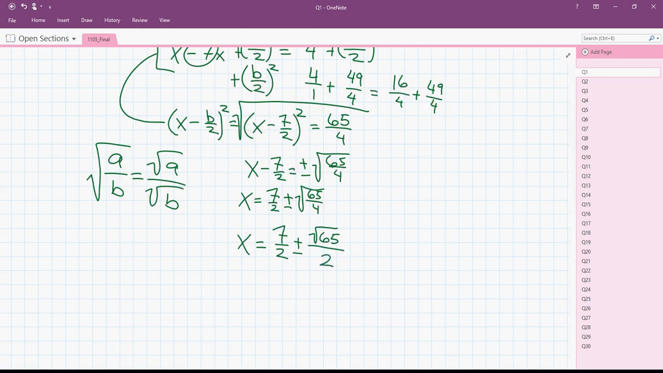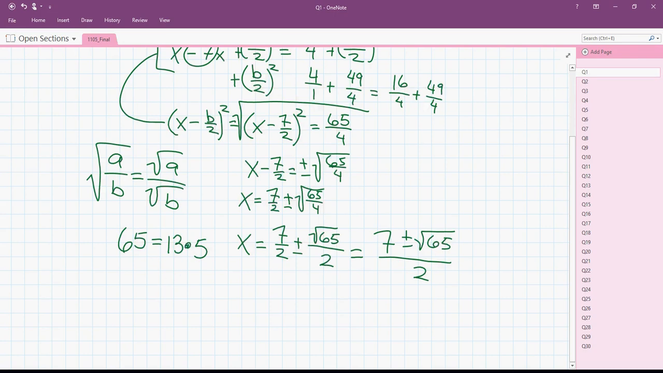So now these have the same denominators, so we could rewrite this as 7 plus or minus the square root of 65 over 2. And 65, since that equals 13 times 5, there is nothing we can really do. There's no factors we can take out. So this winds up being our answer.